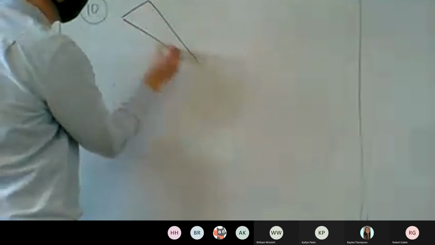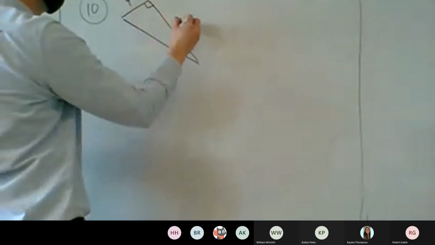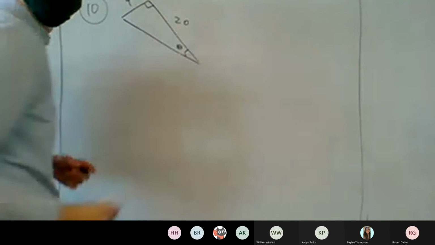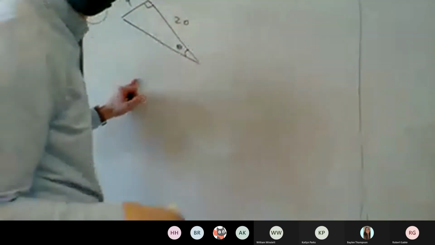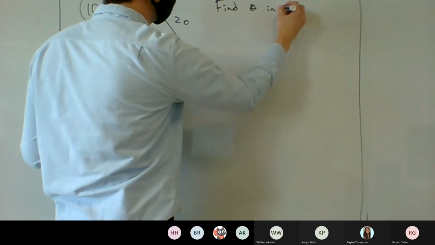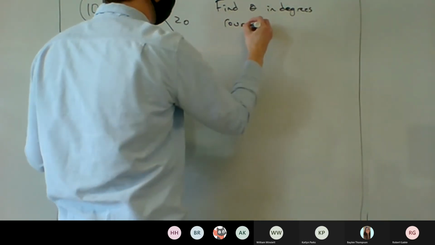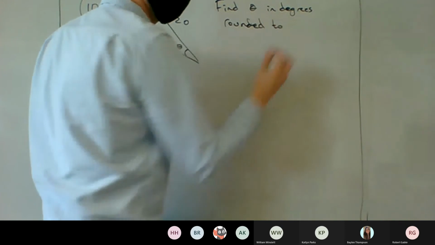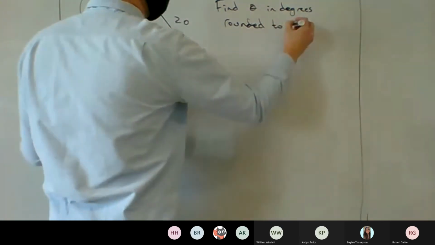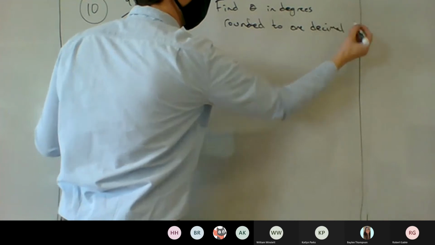So we've got a right triangle. Okay, we want to find theta in degrees, rounded to 1 decimal place. In other words, to the 10th place.